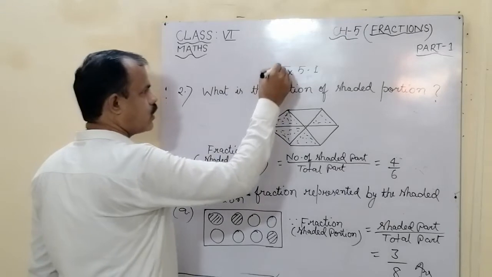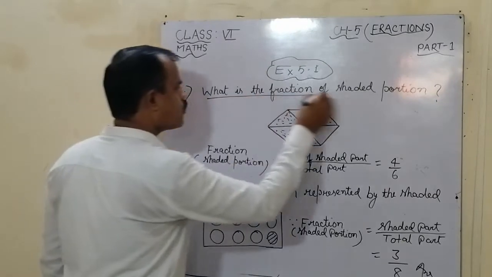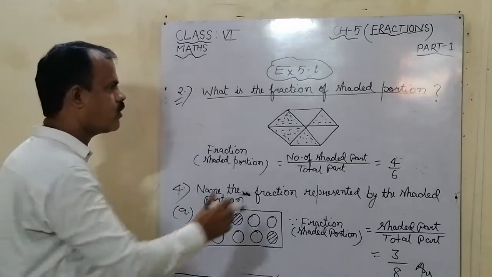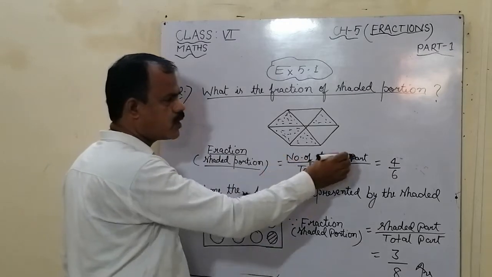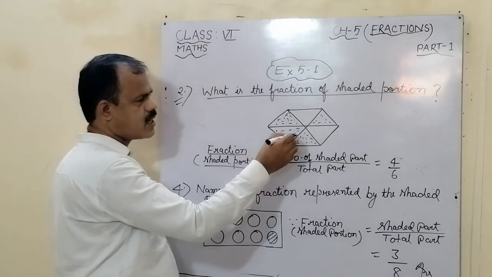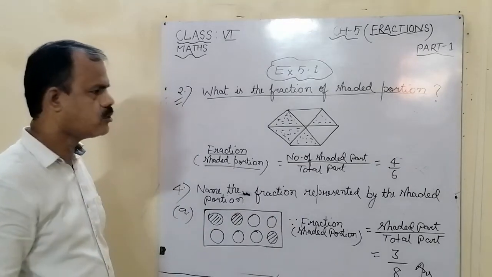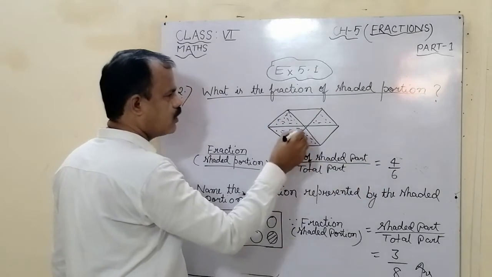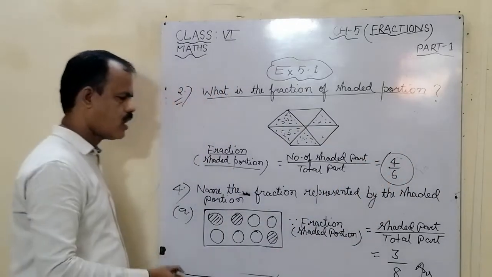Students, now we are going to start Exercise 5.1, second question. What is the fraction of the shaded portion? This is the figure. The formula is fraction of shaded portion equals number of shaded parts upon total parts. In the numerator place, we write the shaded parts, and in the denominator place, we write the total parts. Shaded parts are 1, 2, 3, 4, so 4, and total parts are 1, 2, 3, 4, 5, 6. So 4 by 6 is the answer.